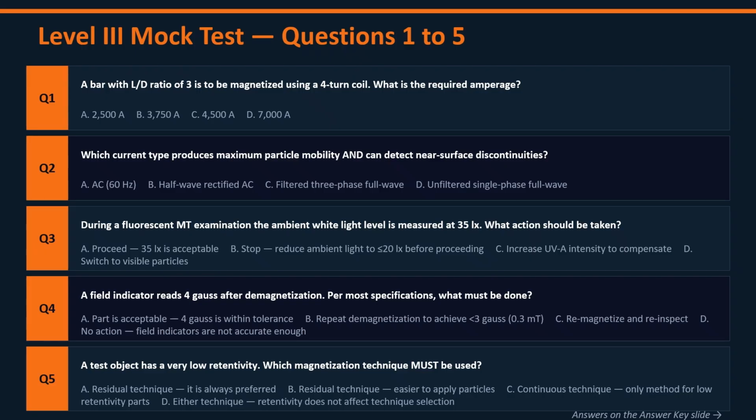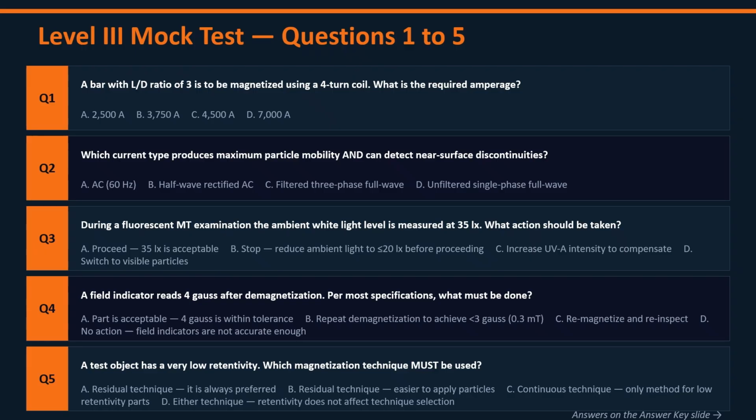Question 2 asks for the current type that combines strong particle mobility with near-surface capability. The training answer is half-wave rectified current because its pulsing effect provides excellent particle movement while avoiding the purely surface-limited behavior of AC. Question 3 presents a fluorescent inspection area at 35 lux. The training limit is 20 lux, so the area must be darkened before inspection continues. Increasing UVA intensity is not a substitute for controlling ambient white light.